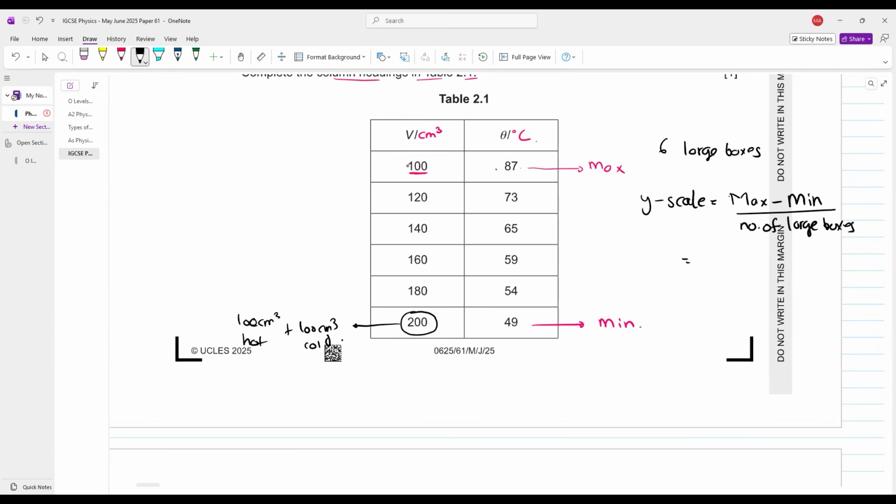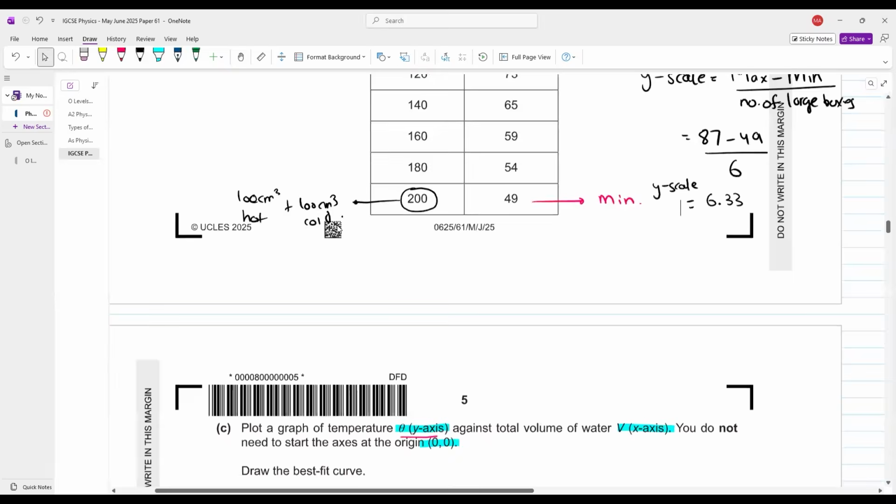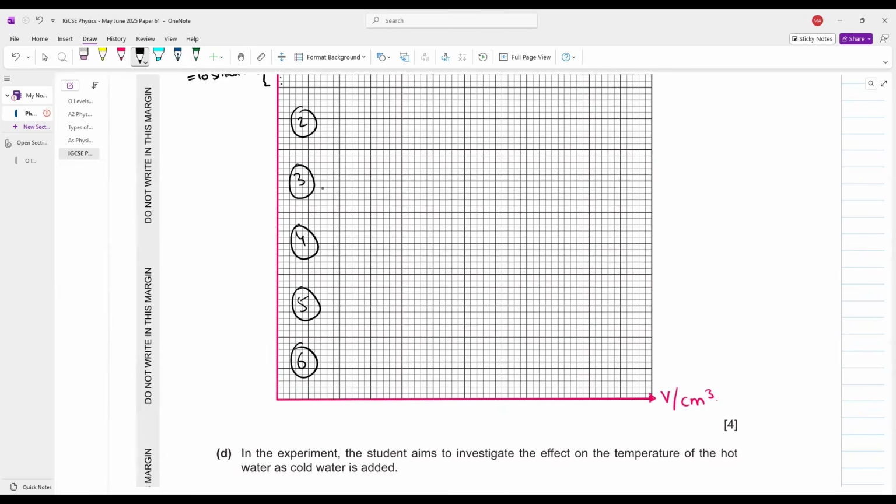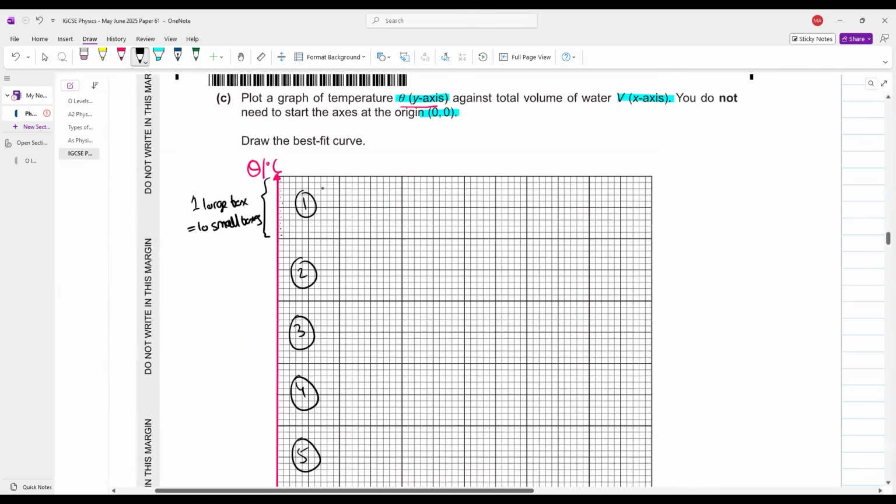What is your maximum value? 87. Minimum value? 49. Number of large boxes? 6. What does this come out to be? 87 minus 49 divided by 6. This comes out to be 6.33. This means each large box on the y-axis should represent 6.33 units.